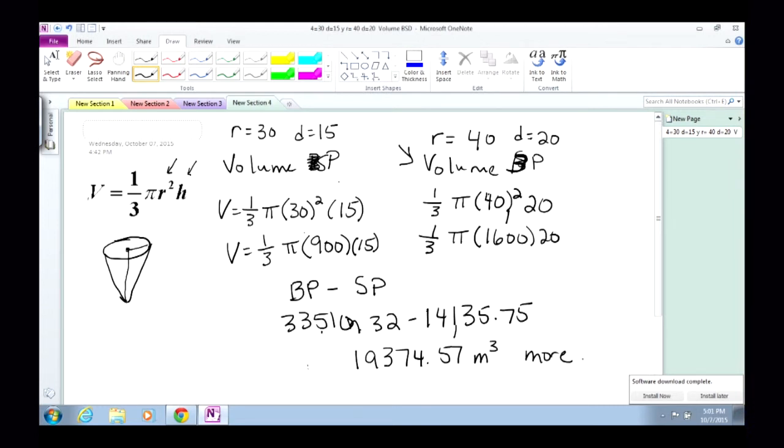All right, so again, when we're looking for the difference, we actually have to do 2 volume problems and then find the difference between the 2 of those.